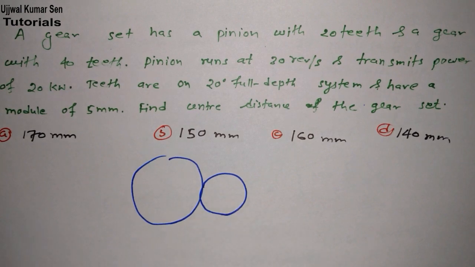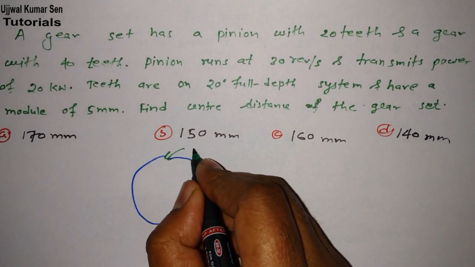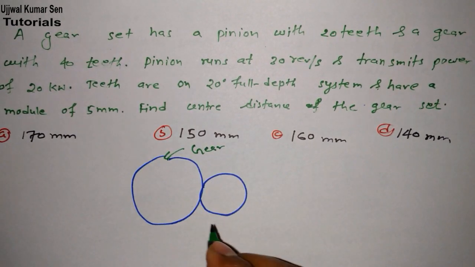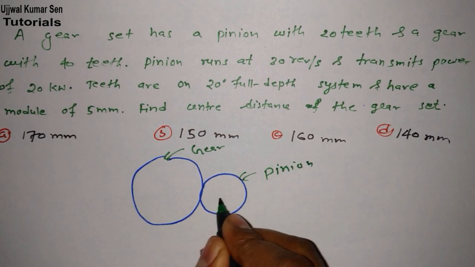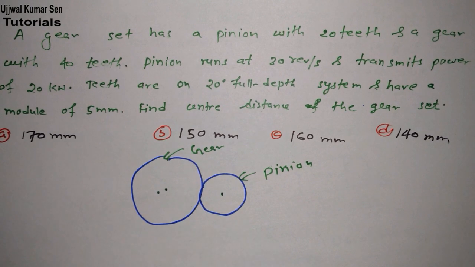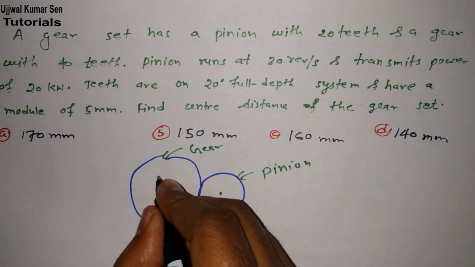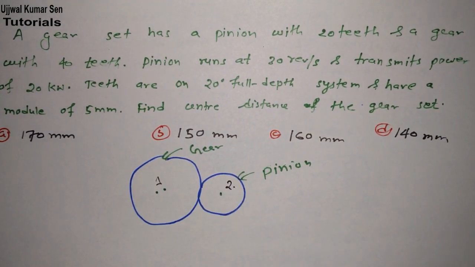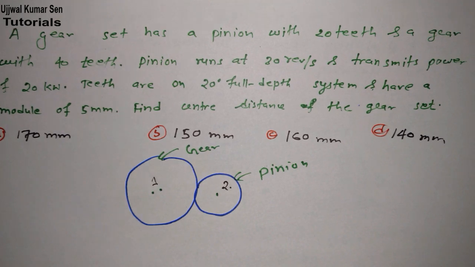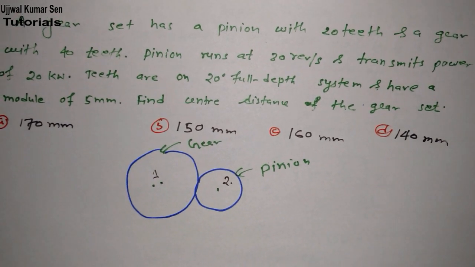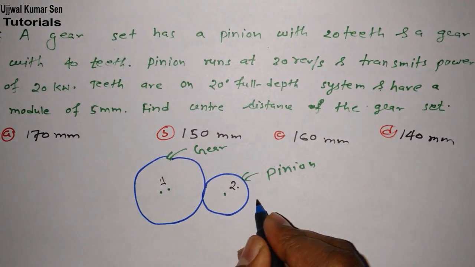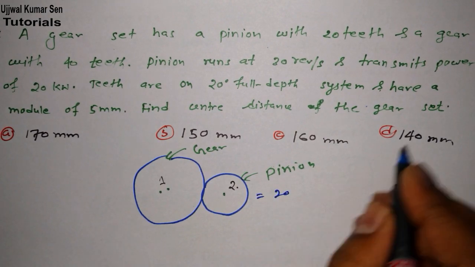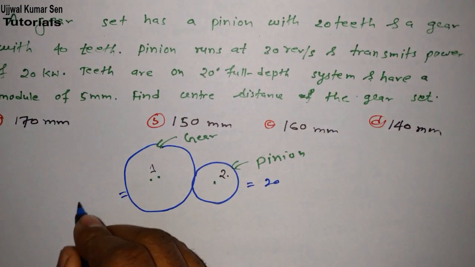Okay, so let's say we have to consider this bigger one as the gear and this one as the pinion, right? So the center distance here, let's say this one is 1 and this one is 2. So we have done it. Now we have to write what is given in this problem. They said the pinion is having 20 teeth and the gear is having 40 teeth.